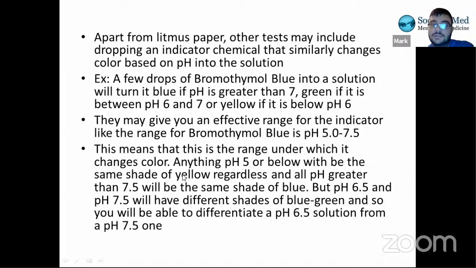That's what effective range means. If the effective range they give you is 2 to 4, that means anything below 2 or anything above 4 will all be the same shade. But between 2 and 4, it'll be like a spectrum. And you'll be able to tell the color differences, and you'll be able to tell what pH it exactly is.